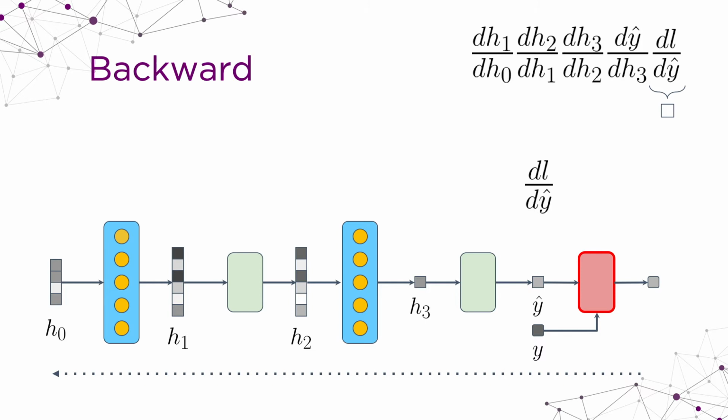So we want to compute all the elements of this expression. And the first one will be the derivative of the loss with respect to the prediction of my model. And it will be a scalar here.